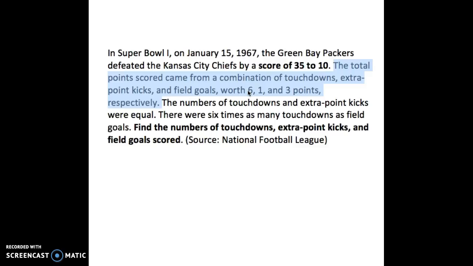Then I go back to my first sentence, where it says the score of 35-10. This is not the total score. It's the points from one team and the points from the other team. To get the total points scored, I have to add these two, so I would get 45. That's how we get our first equation, which is 6x plus 1y plus 3z equals 45. This equation is the translation of the first two sentences.